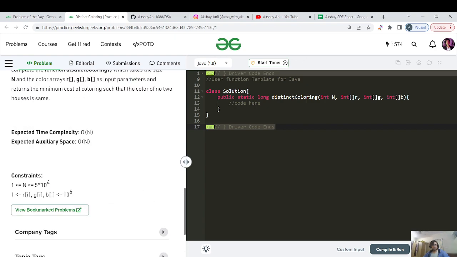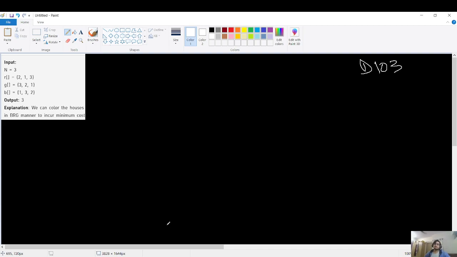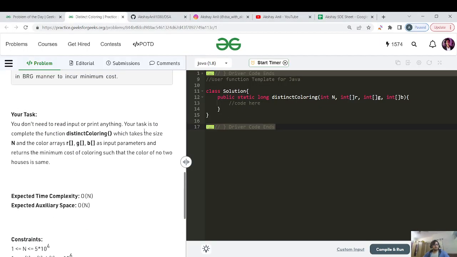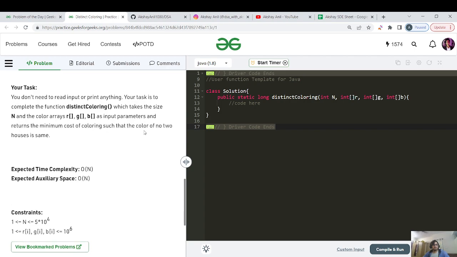So let's discuss the constraint. 5 into 10 power 4 is the max size. That means you can at worst go to n square, right? Because that will be less than or equal to 10 power 8. If you do not understand this 10 power 8 logic, I always emphasize this point because it is very important. You must see that time complexity video on how to trick the TLE. It must be showing up here now. You can watch it and then continue this video. Okay, so let's continue again.